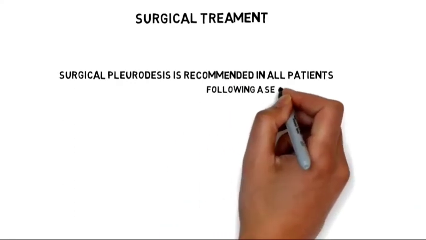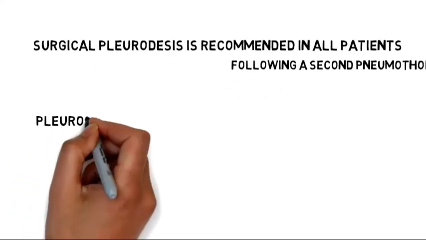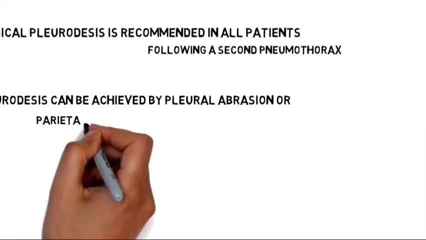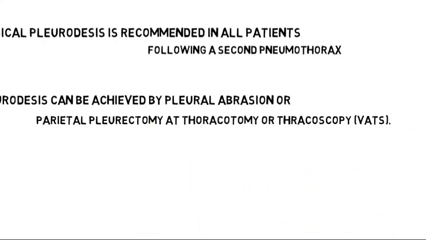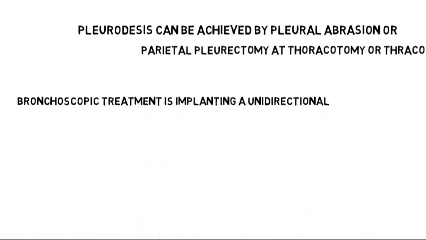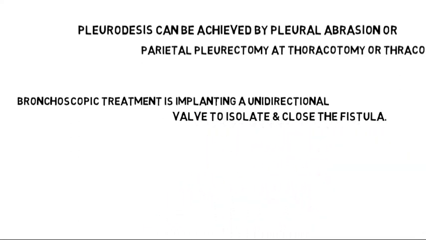Surgical treatment. Surgical pleurodesis is recommended in all patients following a second pneumothorax. Pleurodesis can be achieved by pleural ablation or parietal pleurectomy at thoracotomy or thoracoscopy with video-assisted thoracic surgery. And another mode is bronchoscopy. Bronchoscopic treatment is implanting a unidirectional valve to isolate and close the fistula.